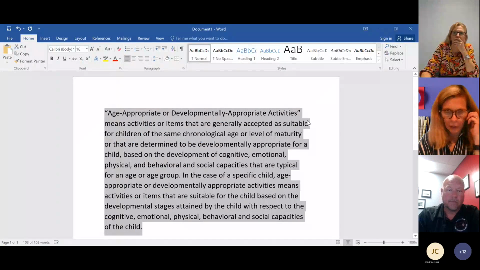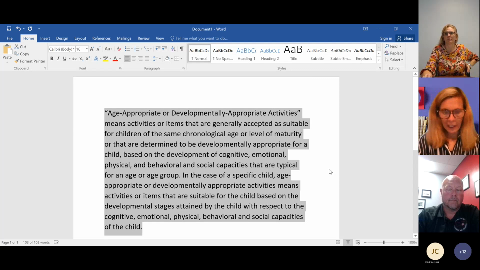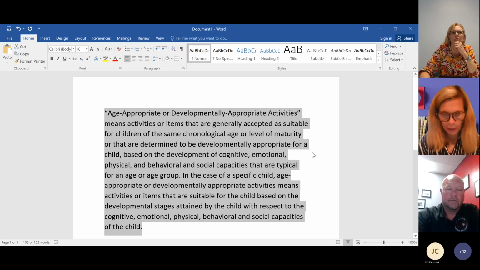So I can throw out some other language from Penn State, while Ms. Duncan is getting that to work on the Word document. At Penn State, they talk about developmentally appropriate practice requiring both meeting children where they are and enabling them to reach their goals. It also talks about teachers needing to be attuned to the students as unique individuals and responsive to the social and cultural context in which they live, which I think speaks to your point, Chris, that we are very diverse across the state, and we definitely have different situations that students are being raised in.